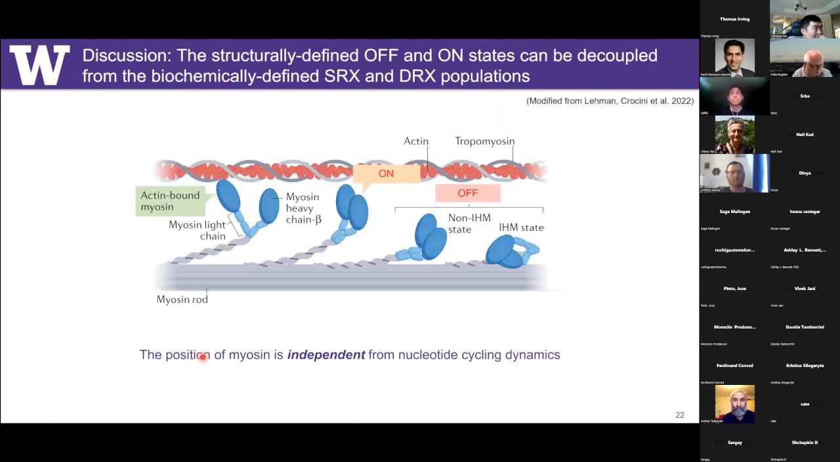And so with these findings in mind, we hope to discuss how to best decouple the on-off state from the SRX state, since they can quantify significantly different components of myosin cross-bridge recruitment. What our data suggests is that the position of the myosin head is independent from nucleotide cycling dynamics, and that the off-on designation should be the preferred labeling term when discussing myosin head position when you compare it between the thin and thick filaments.